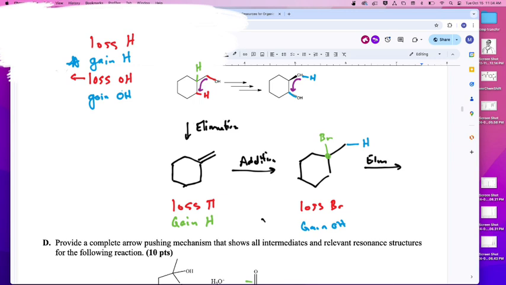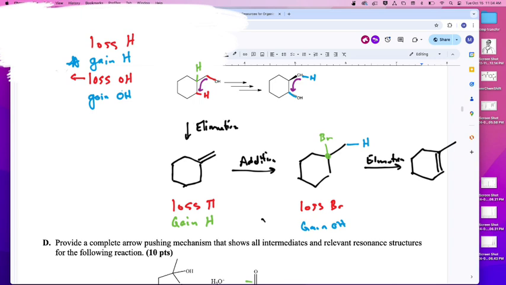And if I run an elimination, what am I hoping can pull off? Lose the bromine and place a pi bond in there. By placing the pi bond in there, I've now completed the final loop that I actually wanted. I've got chemistry at that final position. That's good chemistry.